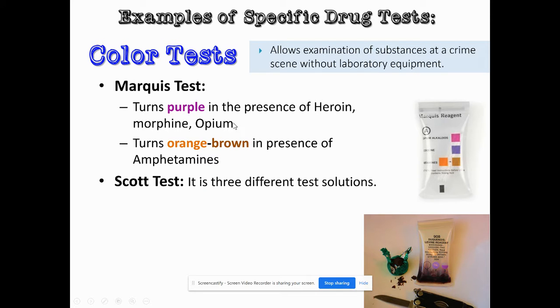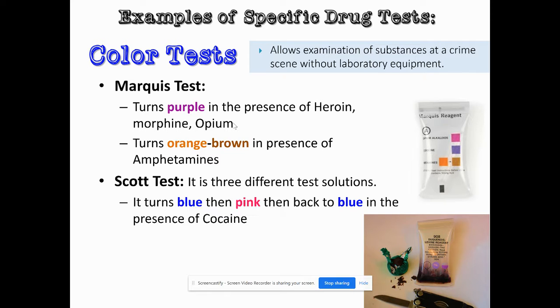The Scott test is three different test solutions. It turns blue, and it goes. So you had the first solution, it's blue. Then you had the second solution, it's pink, and then you had another solution, it's blue. If it has the presence of cocaine, and I'm guessing it would probably work with crack cocaine as well. Again, a presumptive test because it's just a change of color. Would other substances in the universe do the same thing? Possibly.